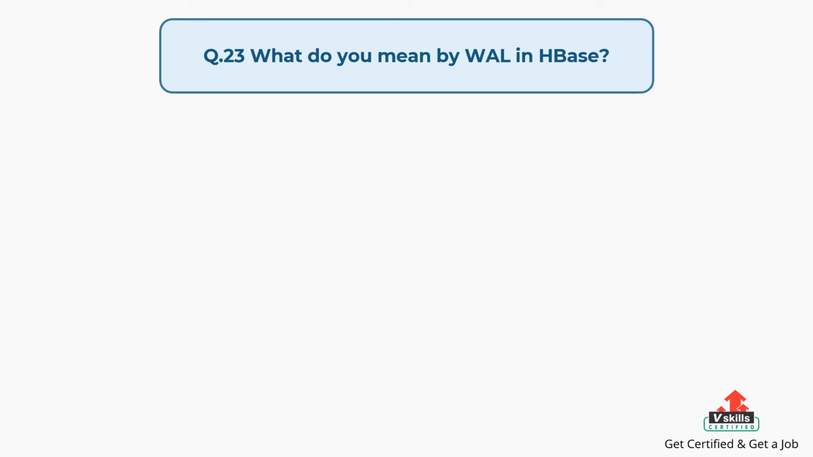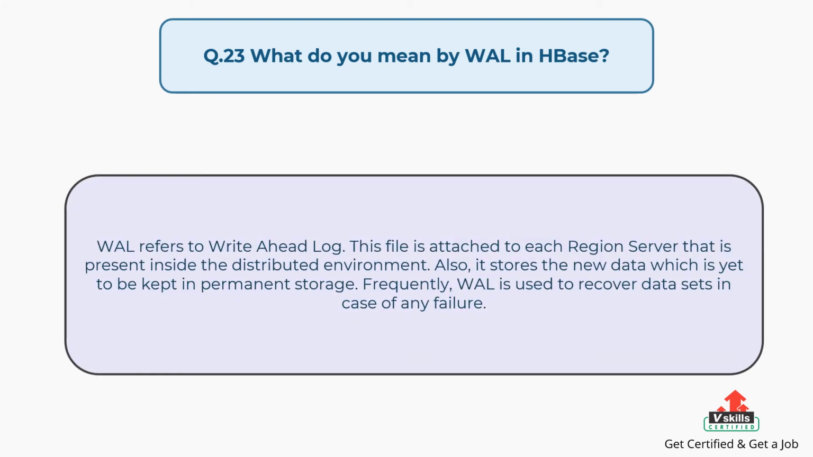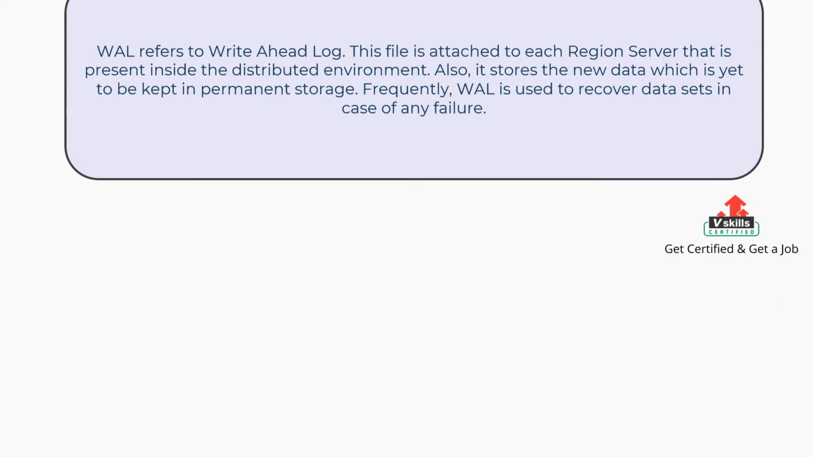Question number 23. What do you mean by WAL in HBase? The answer is, WAL refers to write-ahead log. This file is attached to each region server that is present inside the distributed environment. Also, it stores the new data which is yet to be kept in permanent storage. Frequently, WAL is used to recover datasets in case of any failure.